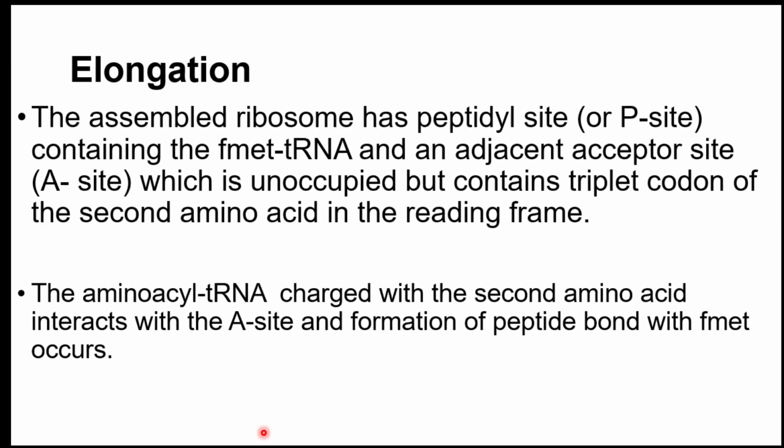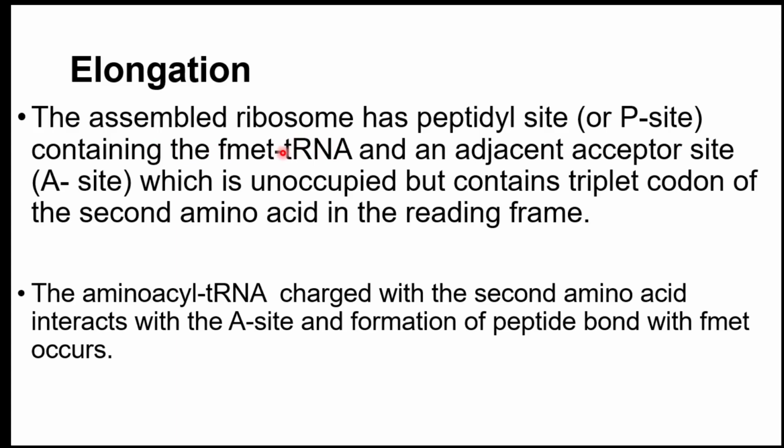Okay, so let's have a brief look into the ribosome. The ribosome contains three key sites, three important sites. One of the sites is the peptidyl site, which can also be abbreviated as the P site. This site contains the transfer RNA.